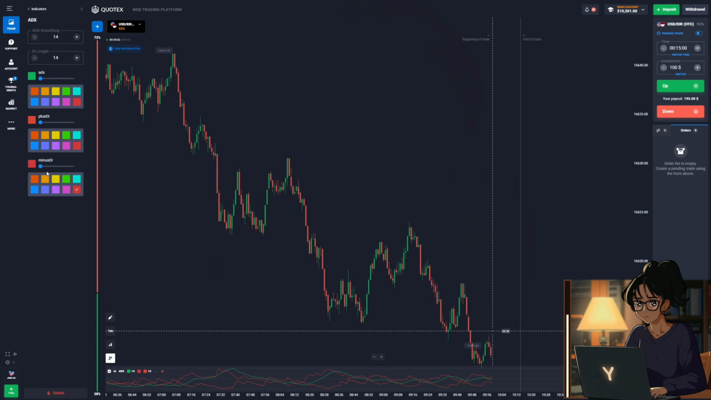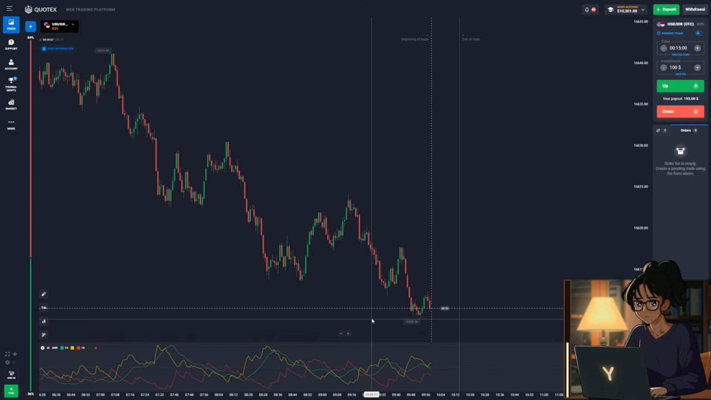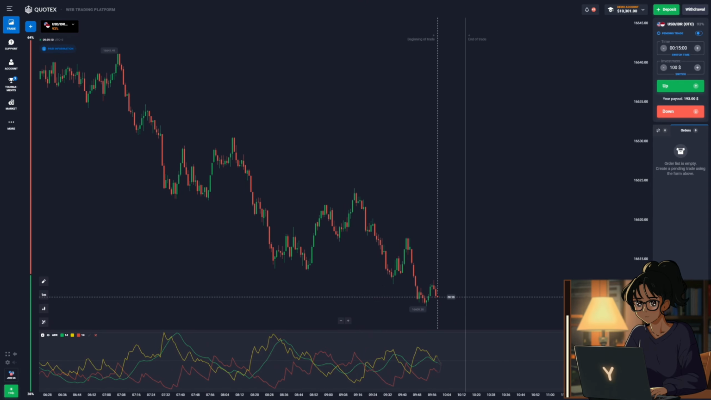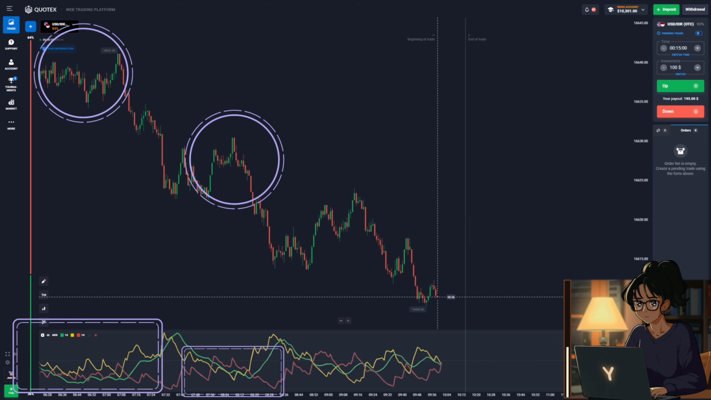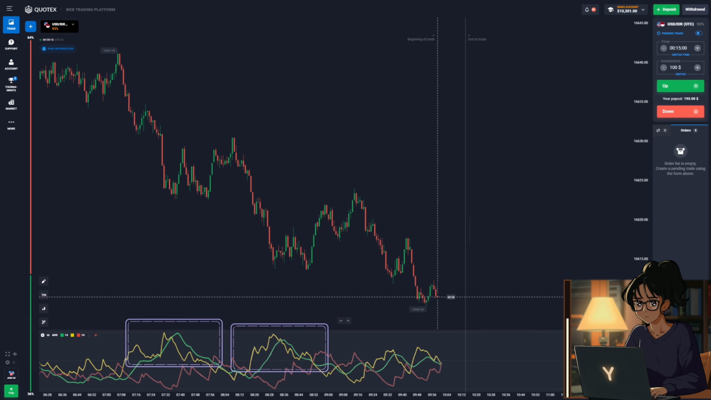ADX is an indicator that measures how strong a market move is, whether it's trending up or down. It has 3 lines. Blue line is the main one. It shows the overall strength. If the blue line is low, under 20, the market is weak, almost no movement. Better to stay out, because price could consolidate. But if the blue line climbs above 25, that's your green light. The trend is gaining strength. Time to start looking for entries.